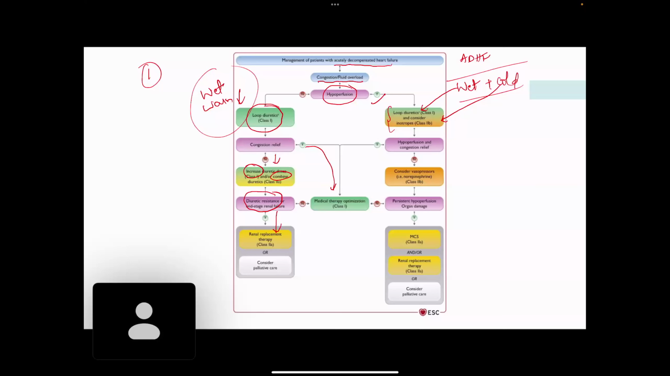So again, reassess for hypoperfusion and congestion. If the patient improves, then you have to put him on medical therapy. Suppose the patient deteriorates and his BP starts to drop, then you have to add vasopressors to increase his BP, like norepinephrine or noradrenaline. If the patient continues to deteriorate, has hypotension or hypoperfusion or organ damage, then you have to put this patient on mechanical circulatory support plus or minus renal replacement therapy. So this is how you manage the first subset of patients, that is acute decompensated heart failure patients.